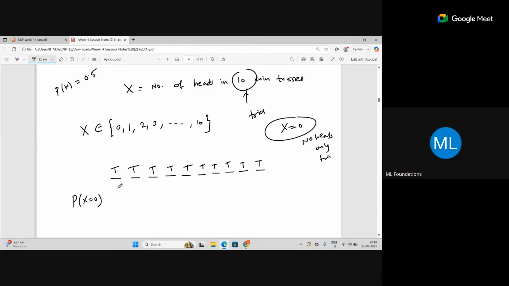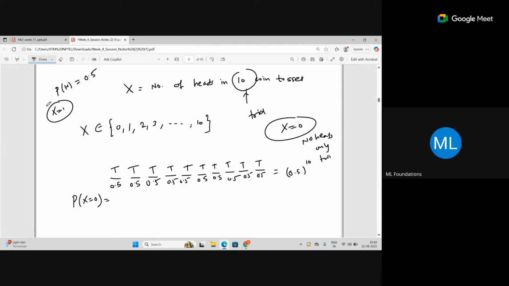So what is the probability here? It is 0.5 here. 0.5 is the probability of occurring tail, then 0.5 here. Each time I'll get 0.5, so 0.5, 0.5, 0.5, 0.5, 0.5, and 0.5. So what is the entire probability? It will be 0.5 to the power 10.